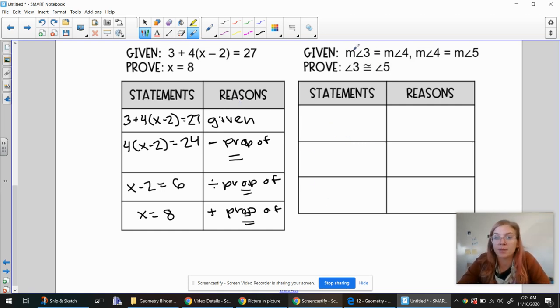Next up, we have the measure of angle 3 equals the measure of angle 4, and the measure of angle 4 equals the measure of angle 5. So that is our given.